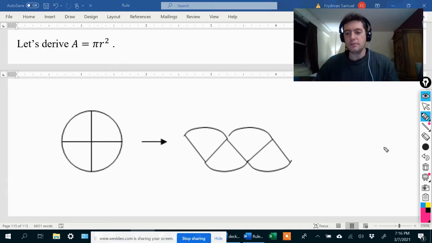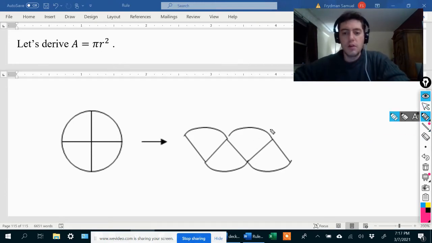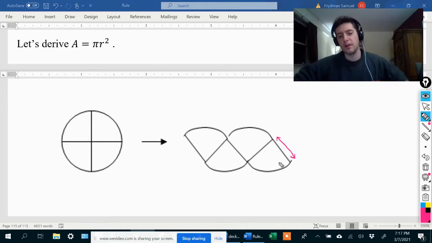Now, what is the length from here to here? What is the length from here to here, okay? What is that? Well, if you think about it, this pizza slice, let's say that this slice came from over here. This part of it over here originally came from this line over here.